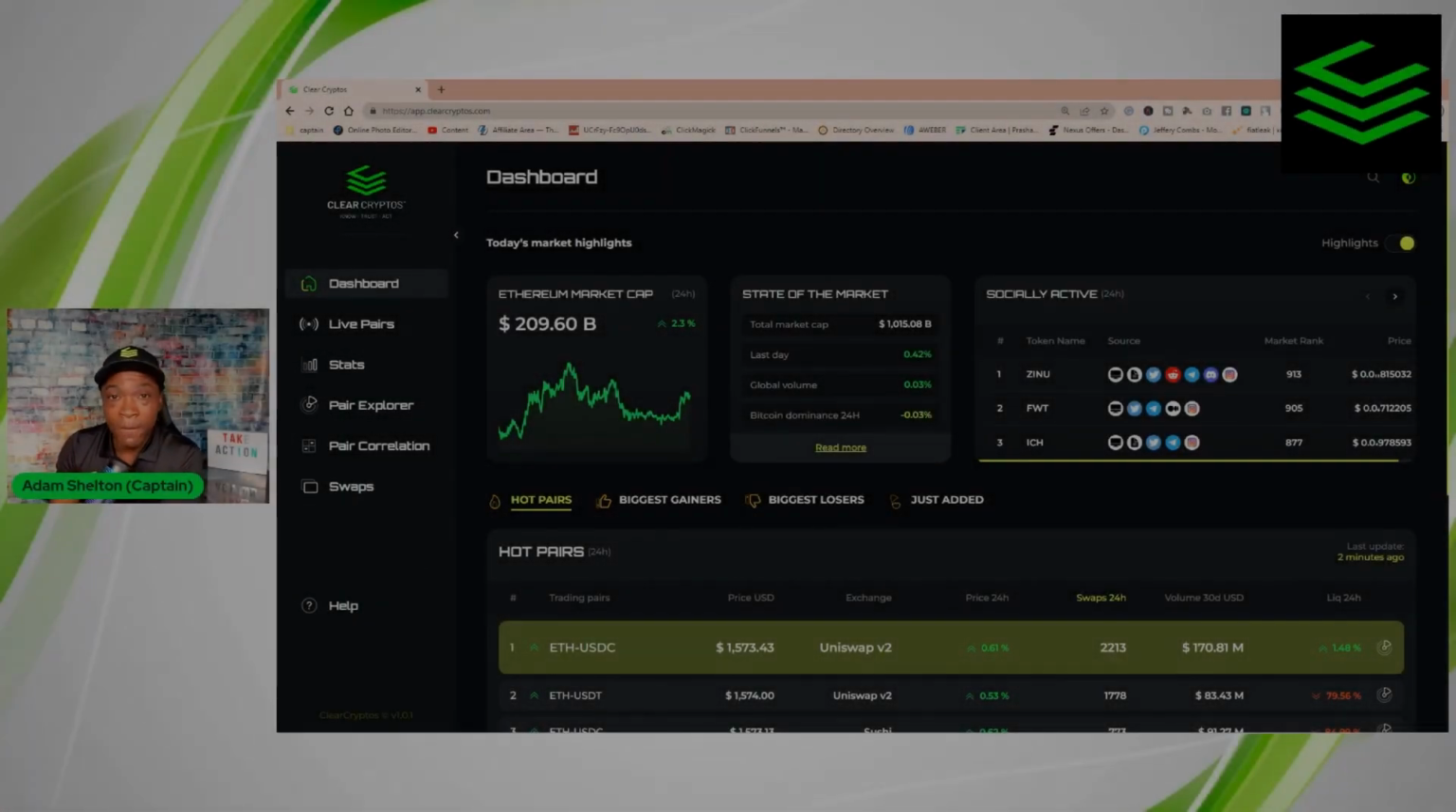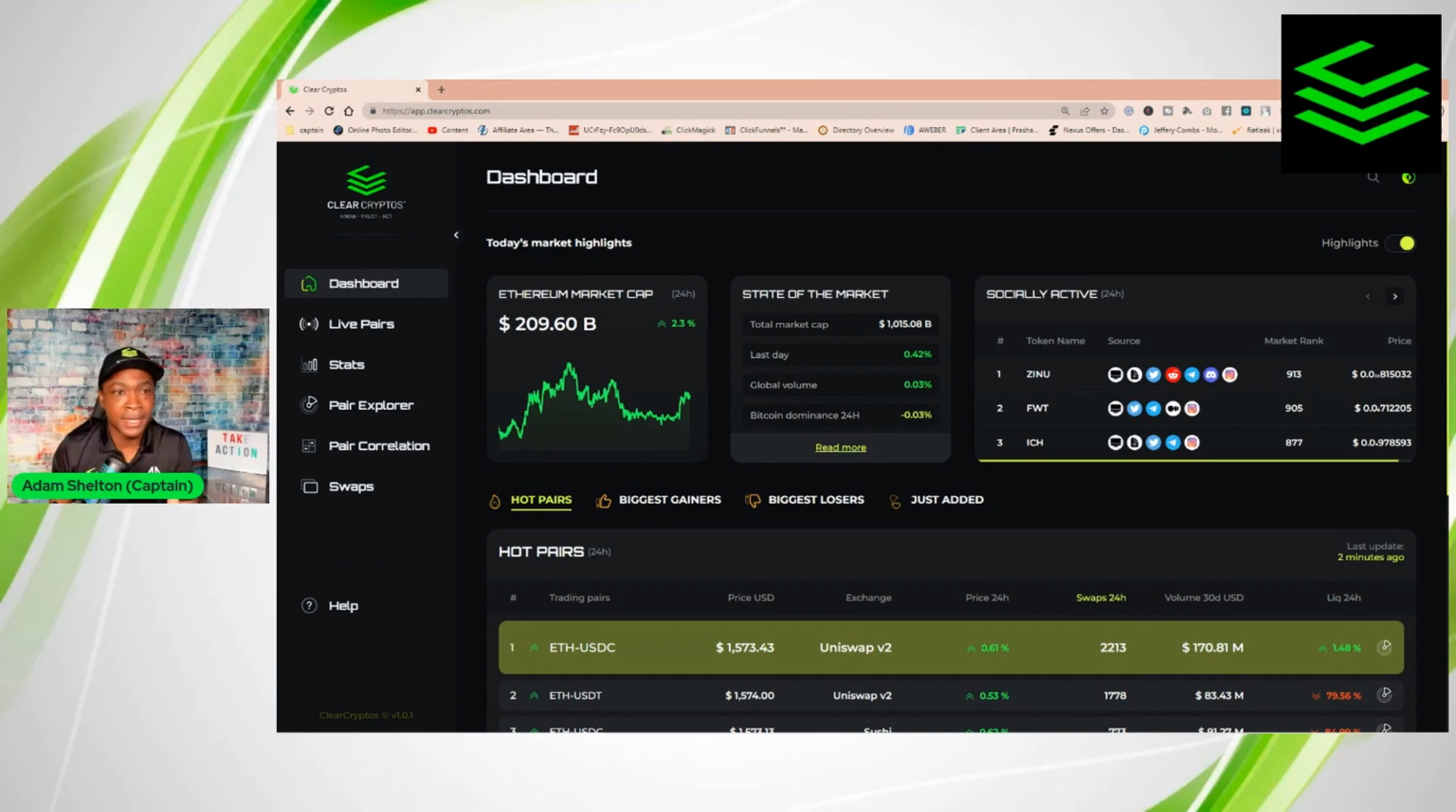Listen, I don't know if anybody's talking about this. This Analytic Clear Cryptos platform is absolutely fantastic here. I looked at CoinMarketCap, I looked at DexTools, I looked at Uniswap, I looked at different things. I ain't never seen anything like this. Now, the social active, and we're going to break this down.